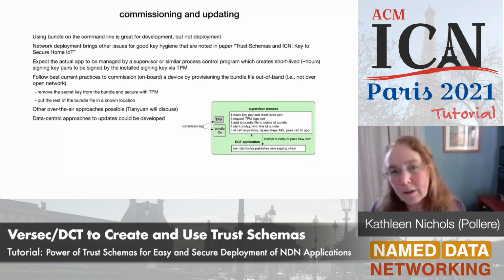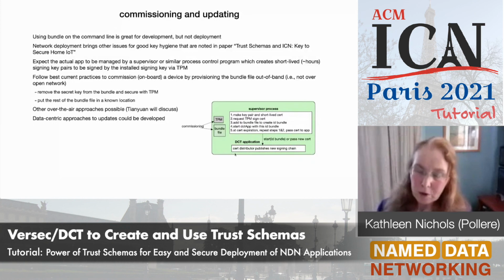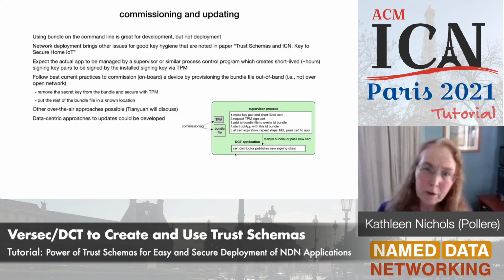There are ways in the current best practices to do this commissioning and use TPMs. And what we could do is use that to protect that private signing key, which is the one thing we need to pull out of that bundle and keep private. The rest of the bundle file doesn't matter. We can stick it anywhere, someplace where the supervisor knows where to find it and is able to put that together with the private signing key and give it to the application to start it.